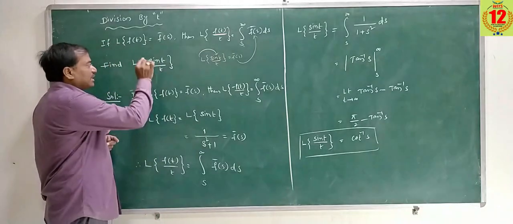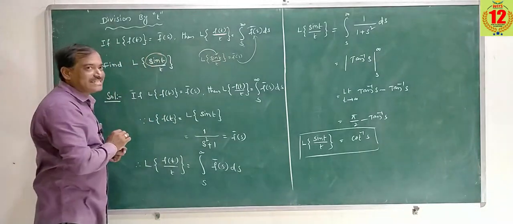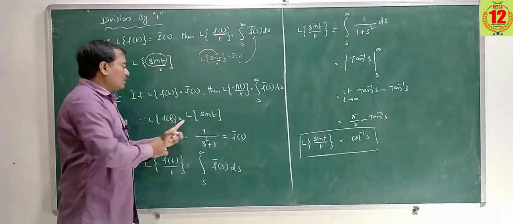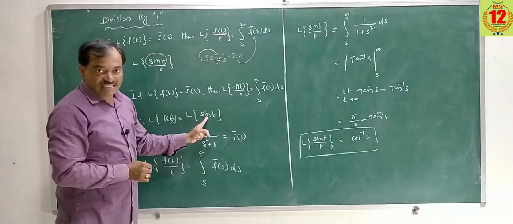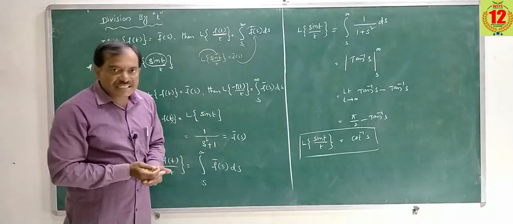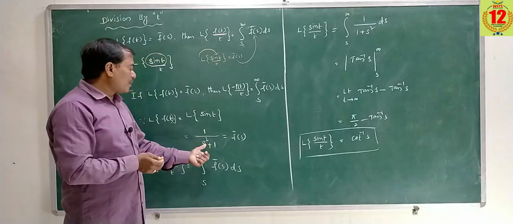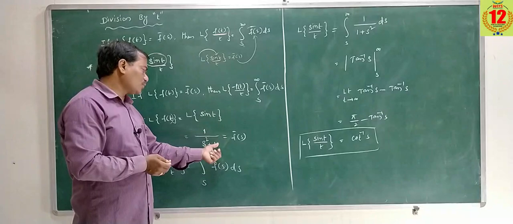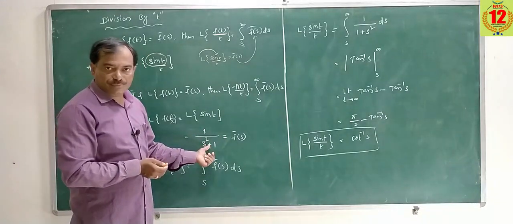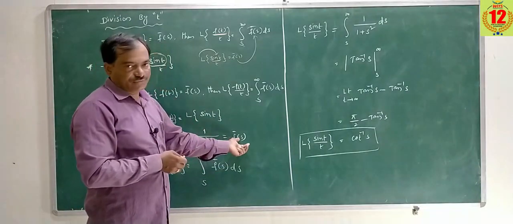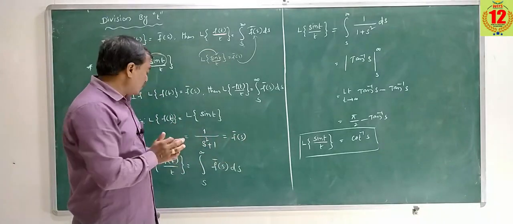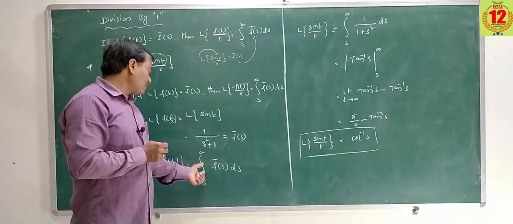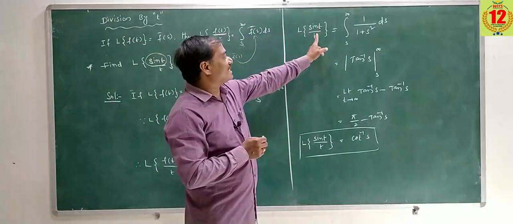So what is f of t here? In the given function, f of t equals sin t. Therefore first we have to find the Laplace transform of f of t, which is equal to the Laplace transform of sin t. We know that the Laplace transform of sin t is equal to 1 by s square plus a square, where a equals 1, so we get 1 by s square plus 1, and this is said to be f bar of s. Now we have to find the Laplace transform of f of t by t, that means the Laplace transform of sin t by t.